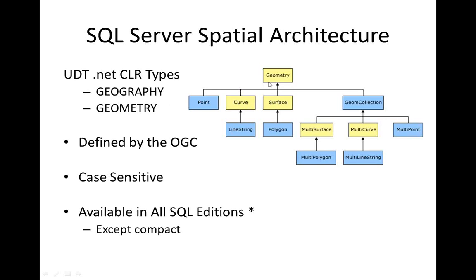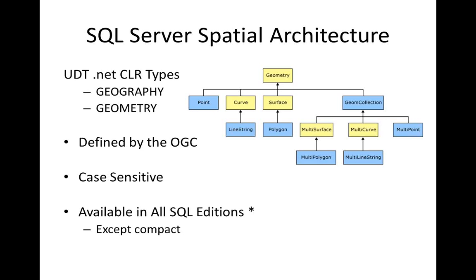But it basically defines the different types of geometries that you have. You have points, line strings, polygons, and then the collection types. And we'll dive into those deeper here in a moment. Now, since these are .NET object types, all the properties and methods on them are case sensitive, and they're available in all SQL Server editions, meaning Enterprise, Developer, and Standard, except for Compact, but they're not in all versions. So the spatial support was introduced in SQL Server 2008, and there's some significant enhancements in 2012.